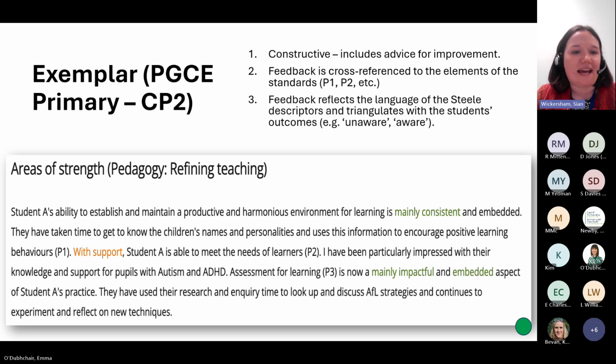So, and then here is an exemplar from the areas of strength. This example is taken from the pedagogy section, so refining teaching. So I'll give you a minute just to read through, and then I'll draw out some of these key points here.